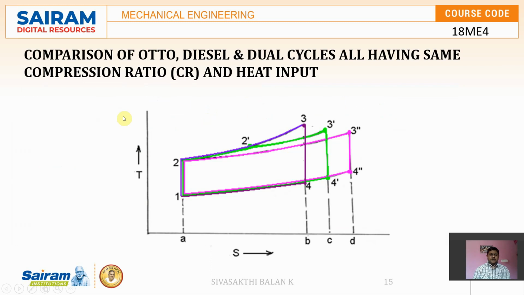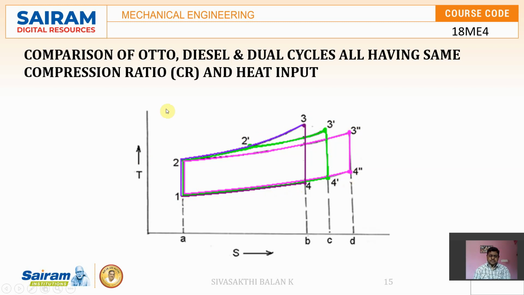And now we are going to compare the Otto, diesel and dual cycles with respect to the TS diagram. In this diagram, we can easily see that 1, 2, 3, 4 is the Otto cycle and 1, 2, 3 dash and 4 dash is the dual cycle. You can see this one in green: 1, 2, and 2 to 3 dash and 4 dash. This is called the dual cycle, in green color, and the last one is the diesel cycle.